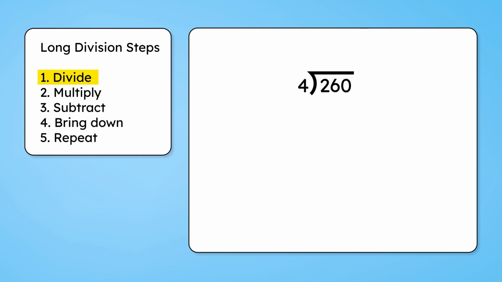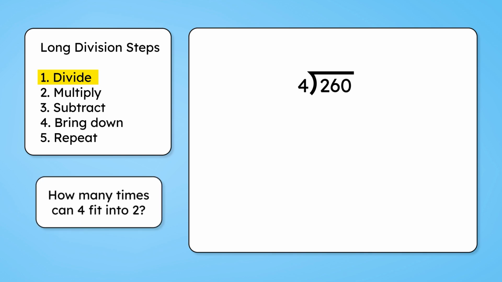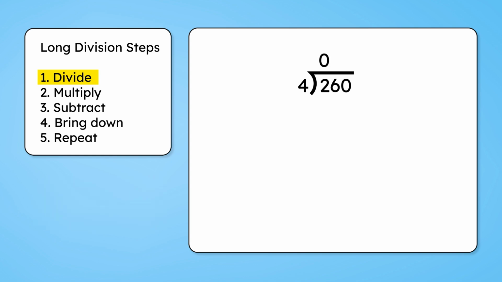For step 1, divide, we ask ourselves how many times the divisor fits into the first digit of the dividend. So, in this case, how many times can 4 fit into 2? It fits 0 times, so we record a 0 in the hundreds place of the quotient. Next is step 2, multiply. We multiply the 0 in the quotient by the divisor, 4. 0 times 4 equals 0, which we'll record under the 2 in the dividend. Then, step 3, subtract. 2 minus 0 equals 2.